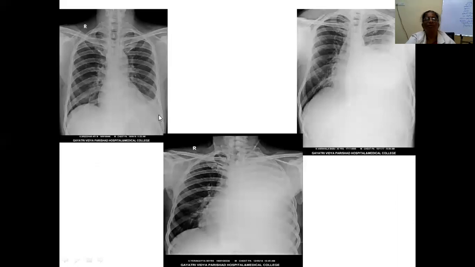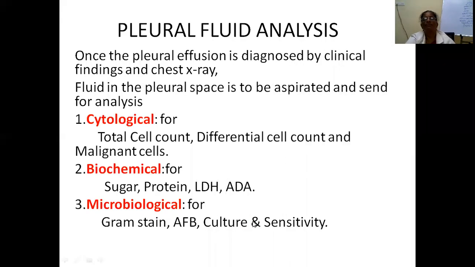So this is minimal pleural effusion. There is only blunting of costophrenic angle. And this is moderate effusion with minimal displacement of the trachea. And this is massive effusion with trachea and cardiac displacement, that is mediastinal shift to the contralateral side.